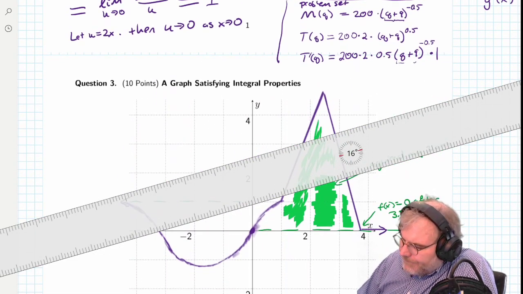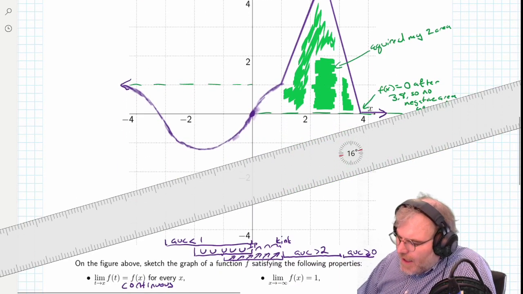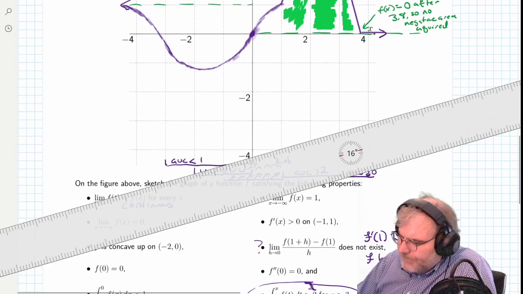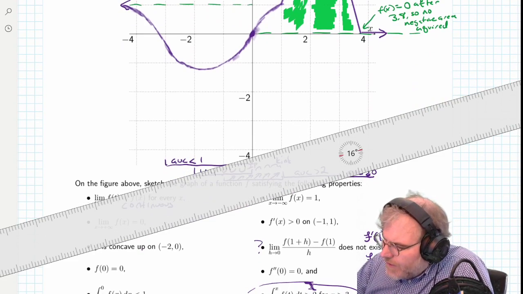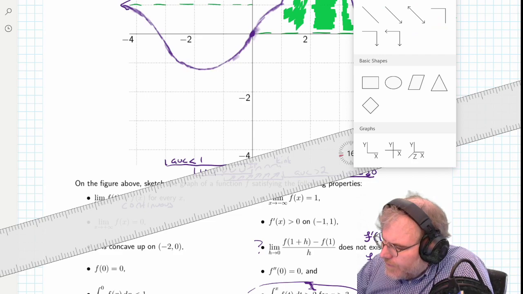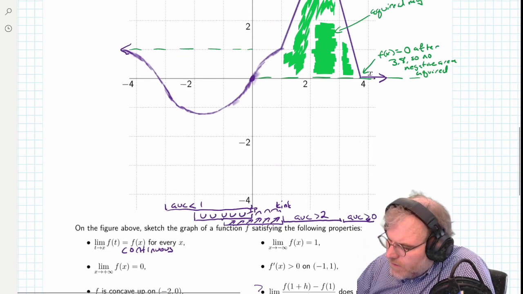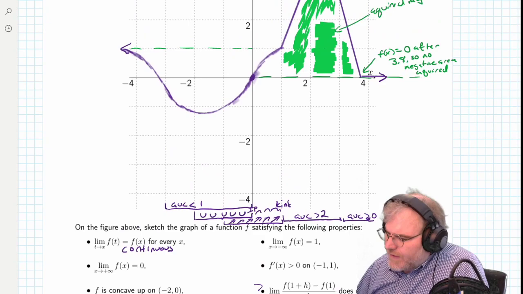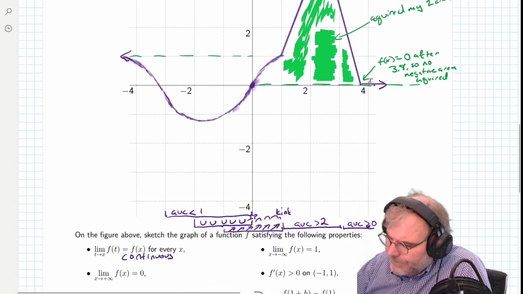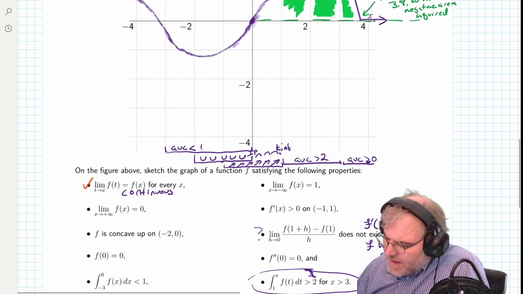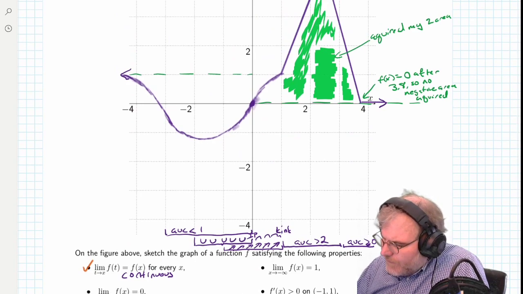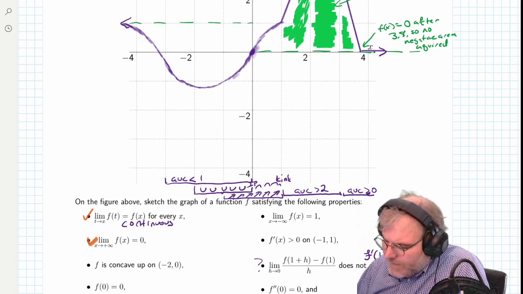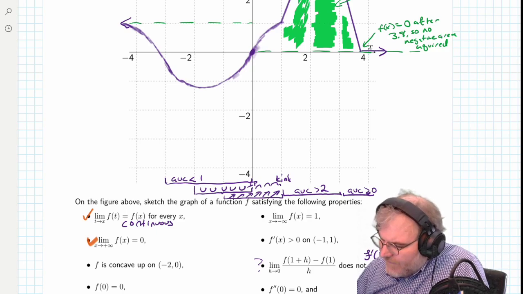All right. Well, now let's check to make sure our graph meets our conditions. All right, so is this graph continuous? Yes. Is the limit as I approach 0 from the right? Well, it's a straight line, so yes. Am I concave up where I need to be? So from -2 to 2, yep. Is f of 0, 0?